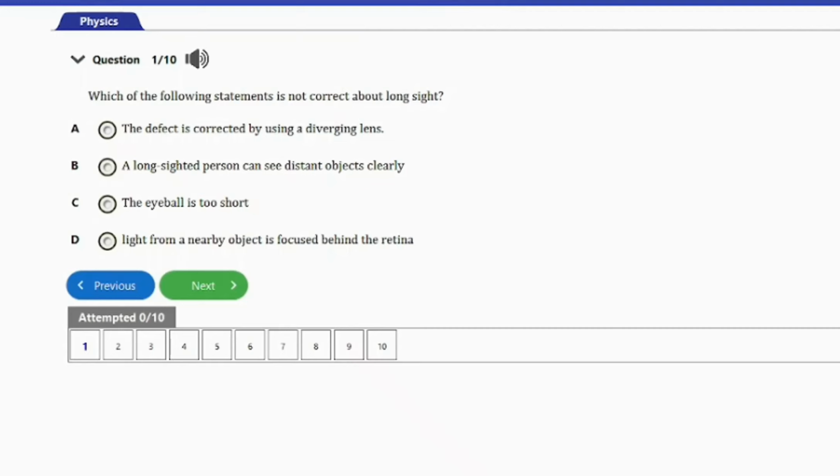So guys, you cannot correct an eye defect of long-sightedness using a divergent lens. Rather, you use a convergent lens so that the light will be brought to focus in a shorter distance. So since the eyeball is too short, you need a convergent lens that will bring the light to focus in a shorter distance and not the one that will spread the light. So that's it for this question. Option A is the answer to this question. Let's go ahead and consider the next question, guys.